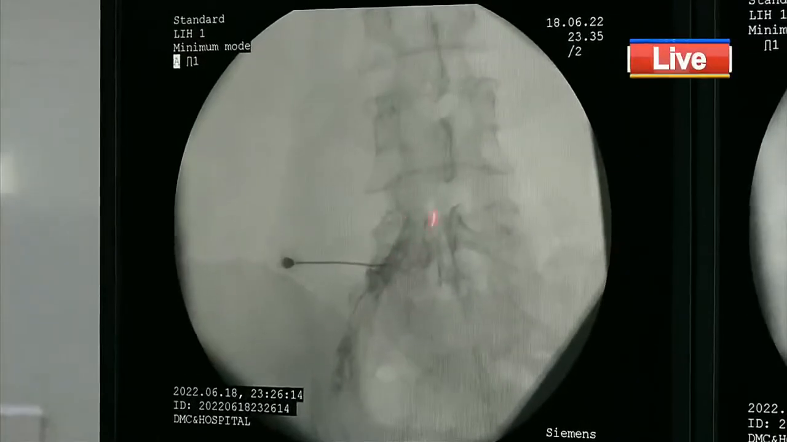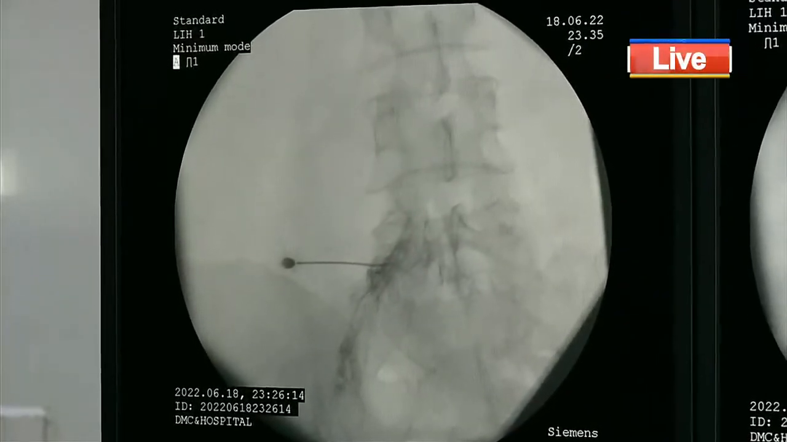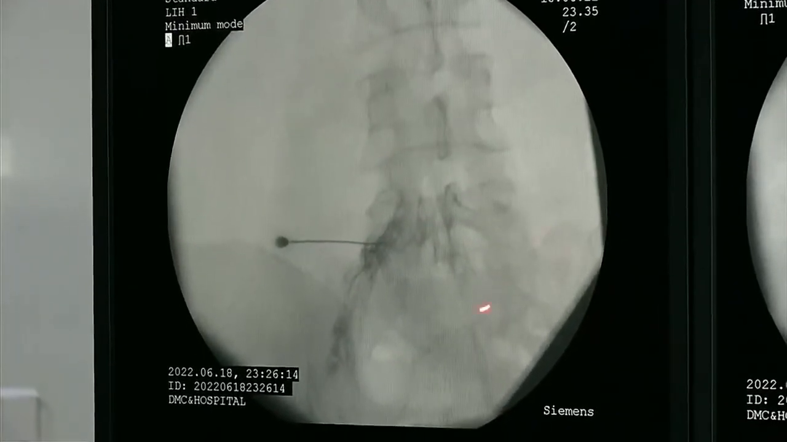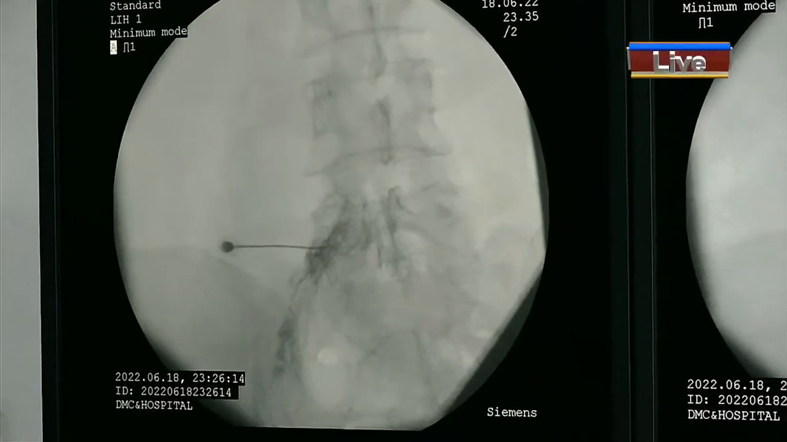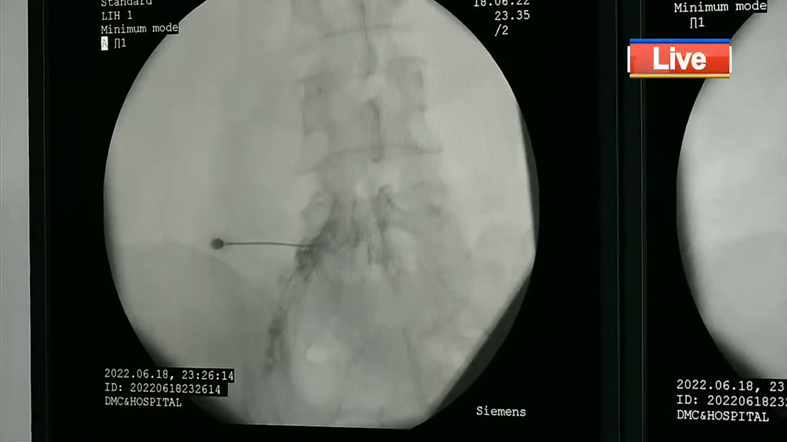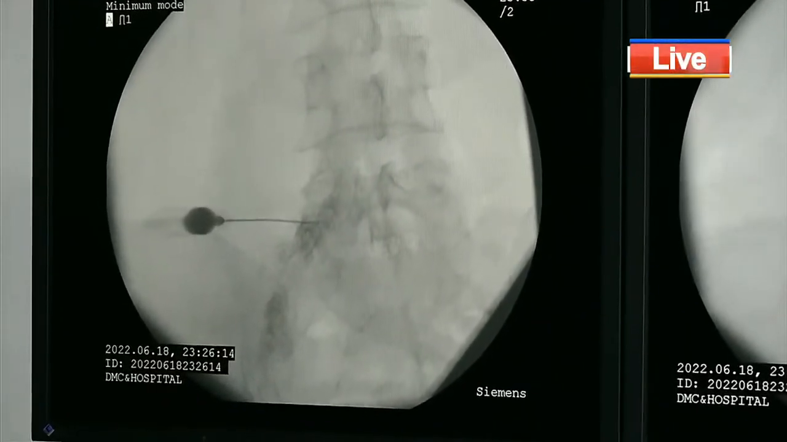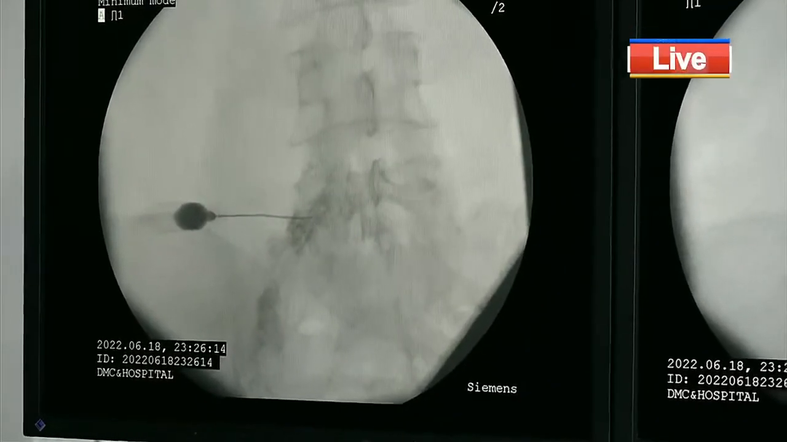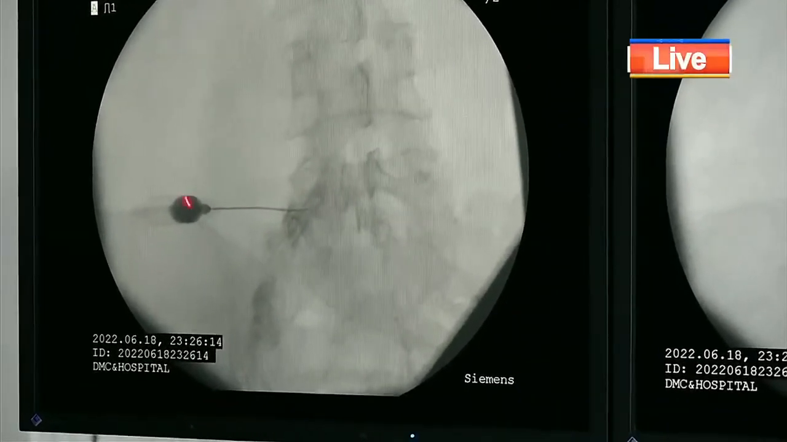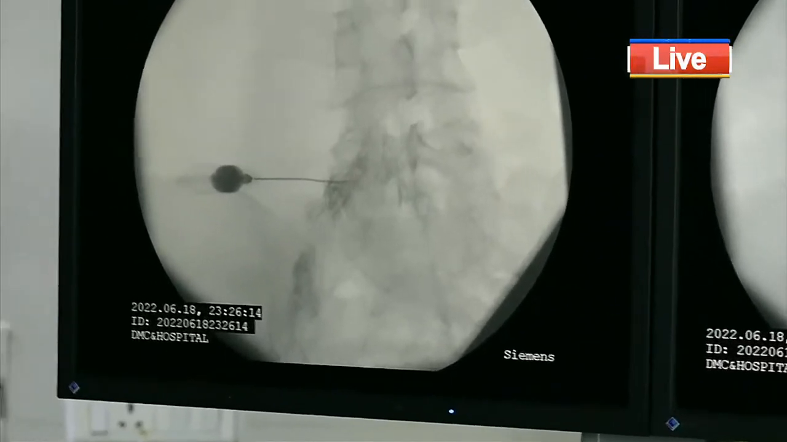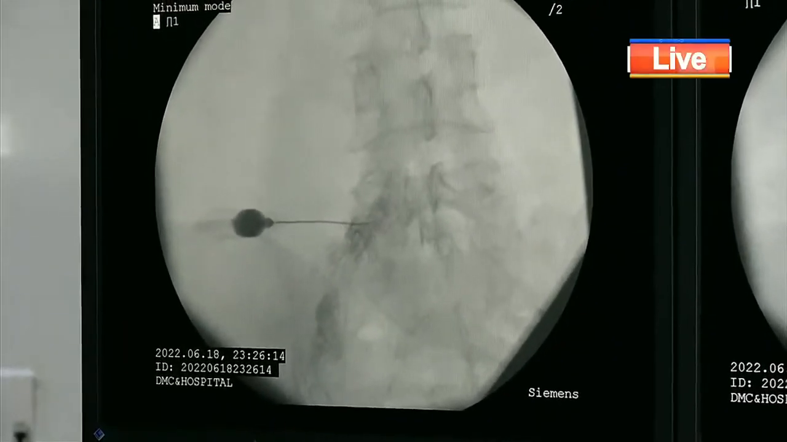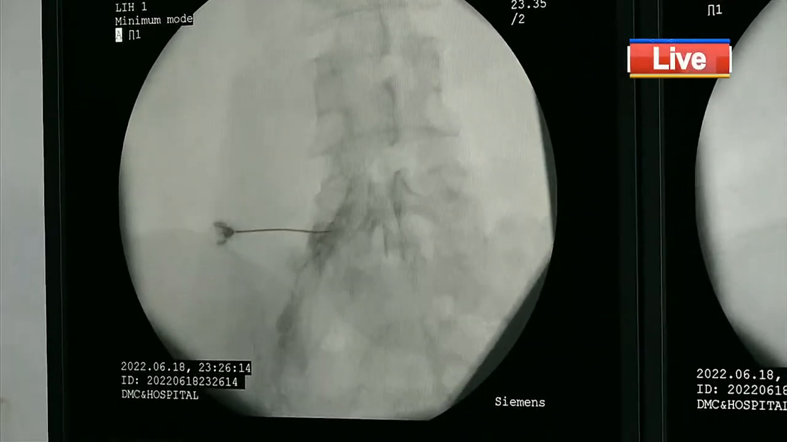And I finish my drug here. So just see here, all the drug will go. You see everything has become light. And now with the final shot, before I take out my needle, I'm going to show you the dye spread inside the epidural space. Shoot.